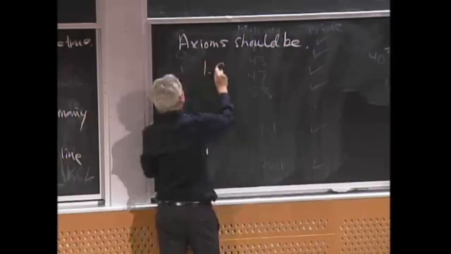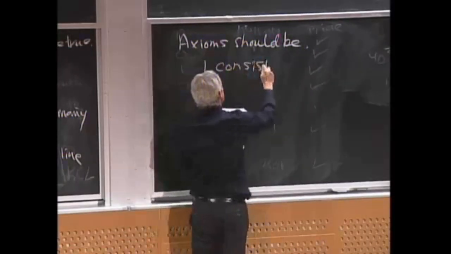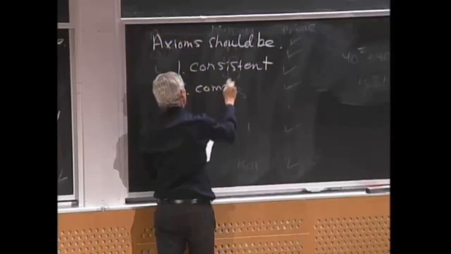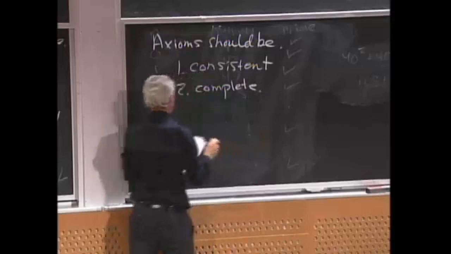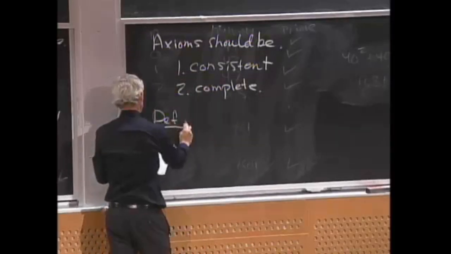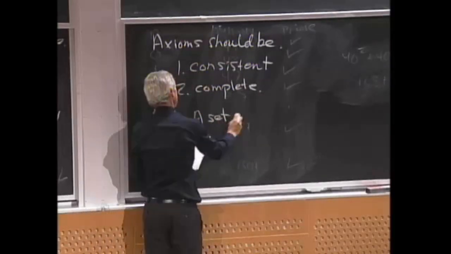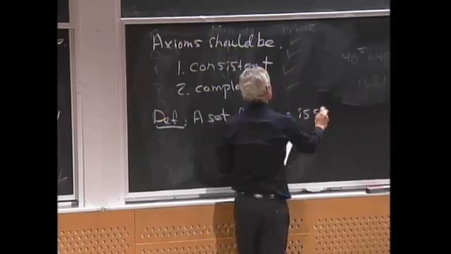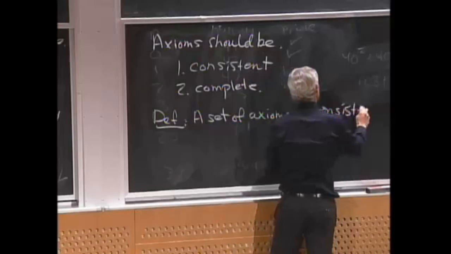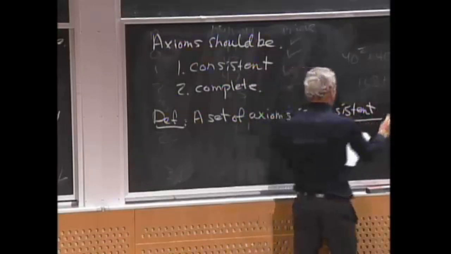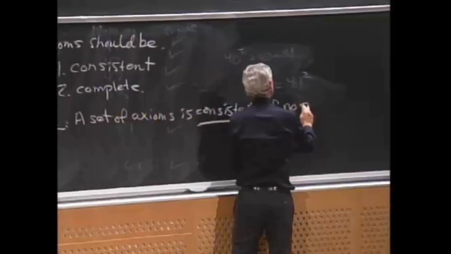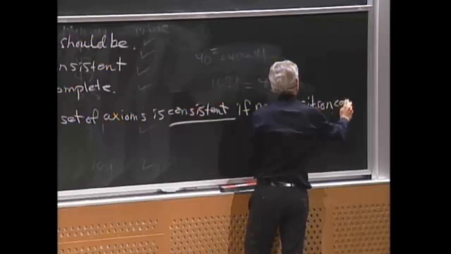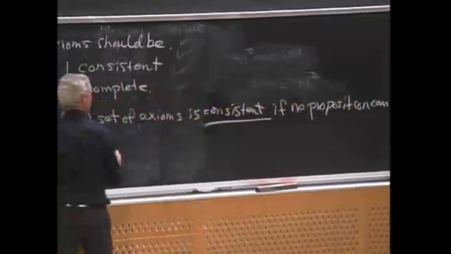Axioms should be, it's called, consistent and complete. Now, a set of axioms is consistent if no proposition can be proved to be both true and false.